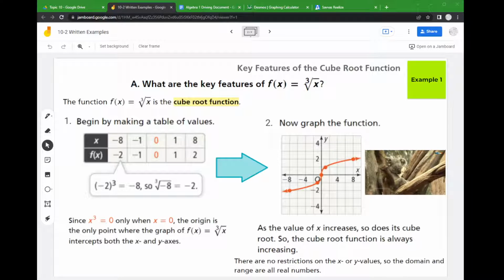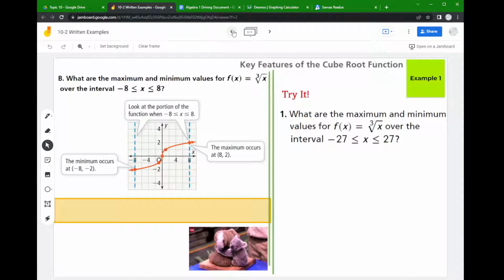In today's video, I'm covering example 1 from section 10-2 in the SavvasRealize Algebra 1 textbook. The goal of today's video is to understand some of the key features of cube root functions.